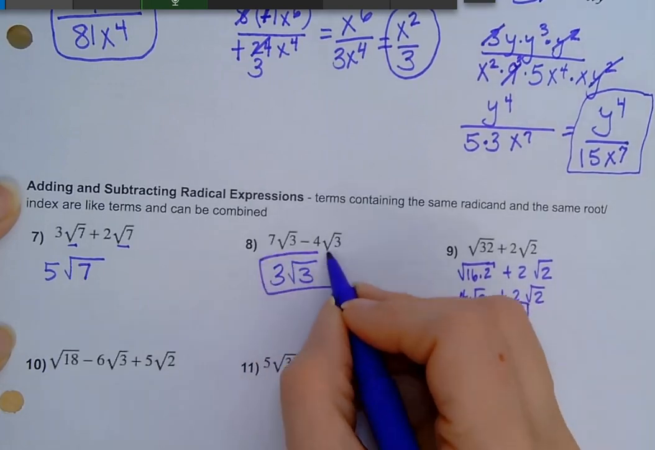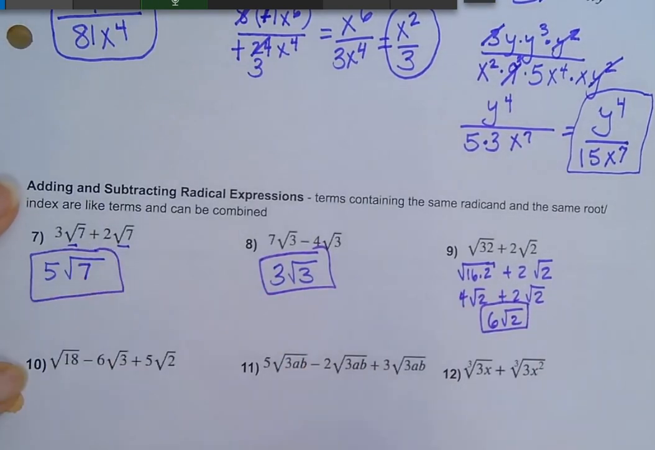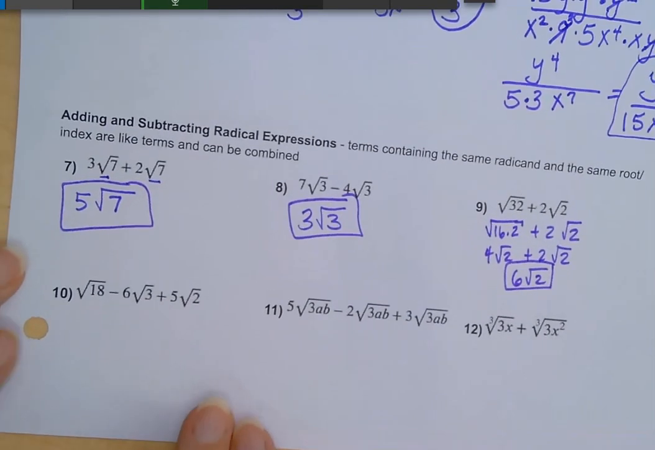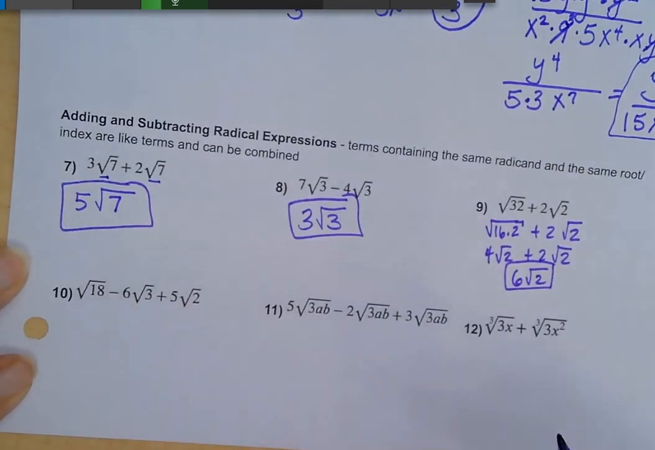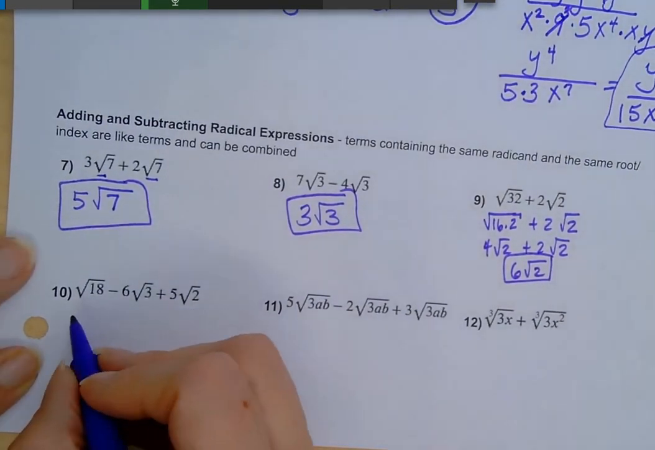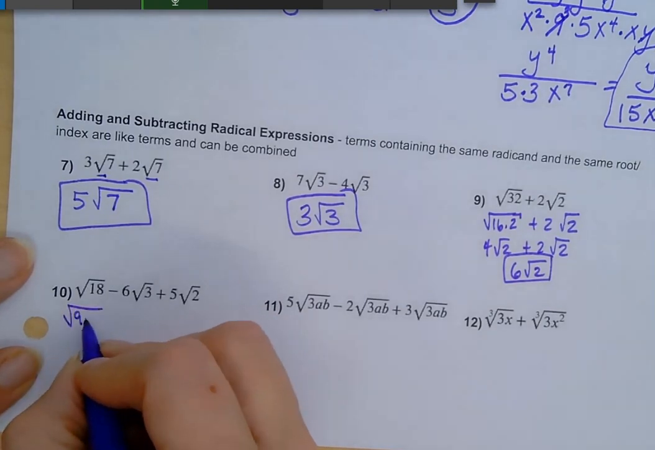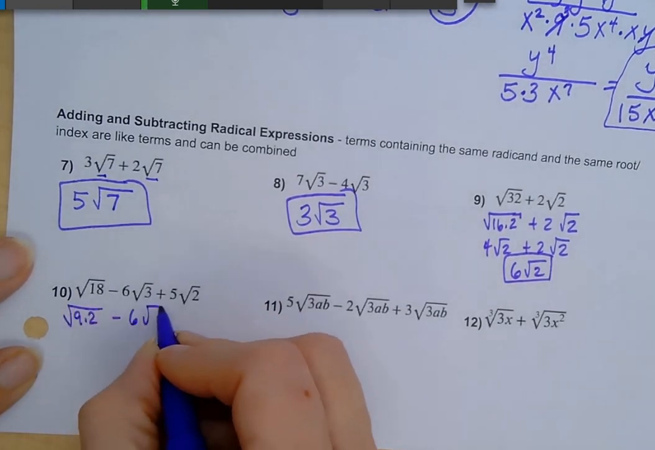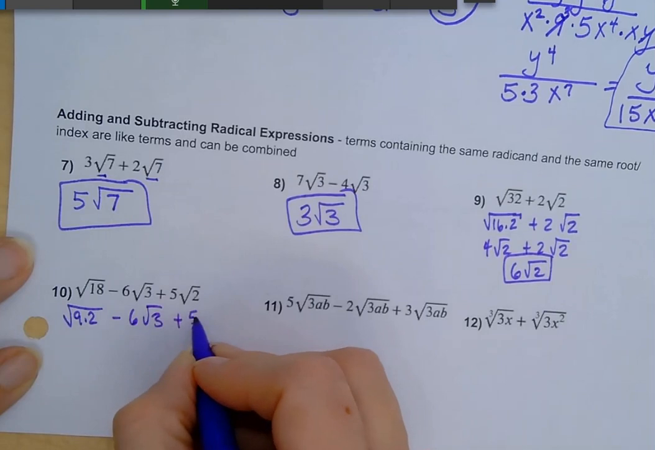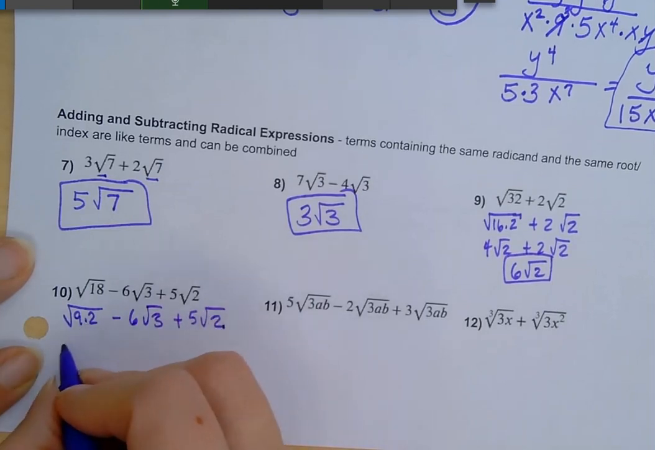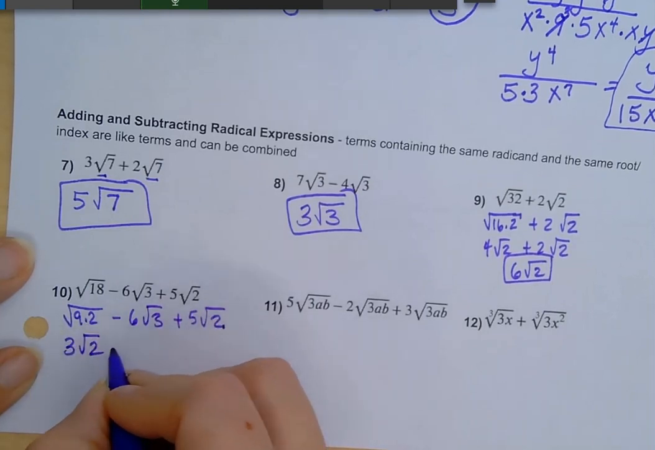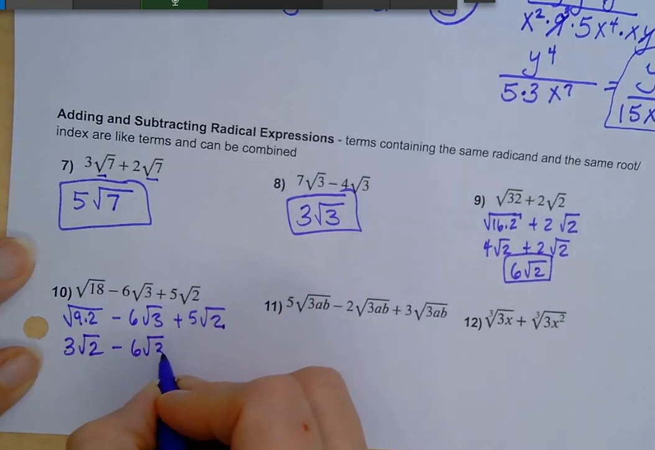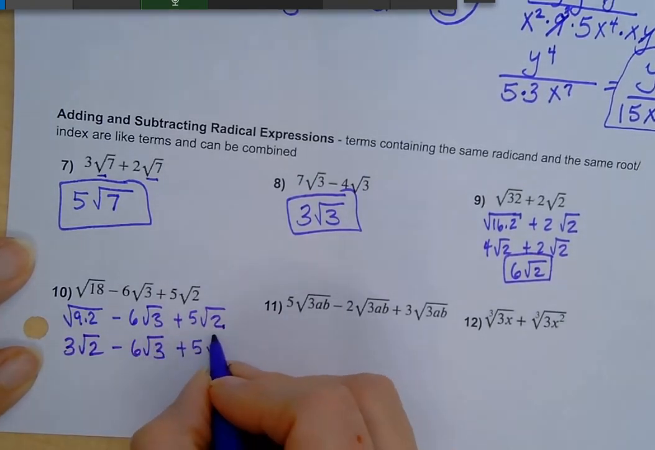Suppose I can box in all of my answers. Okay. So now we have 3 terms. Let's see what we can combine. Square root of 18 I know is really square root of 9 times 2 minus 6 times the square root of 3 plus 5 times the square root of 2. So this is 3 roots of 2 minus 6 roots of 3 plus 5 roots of 2.